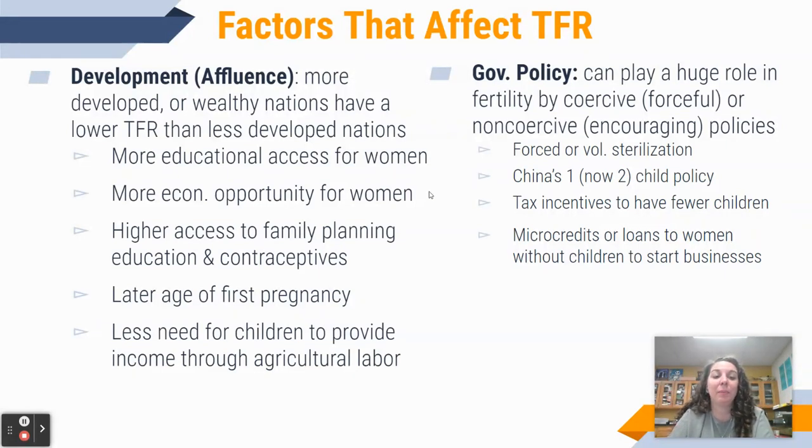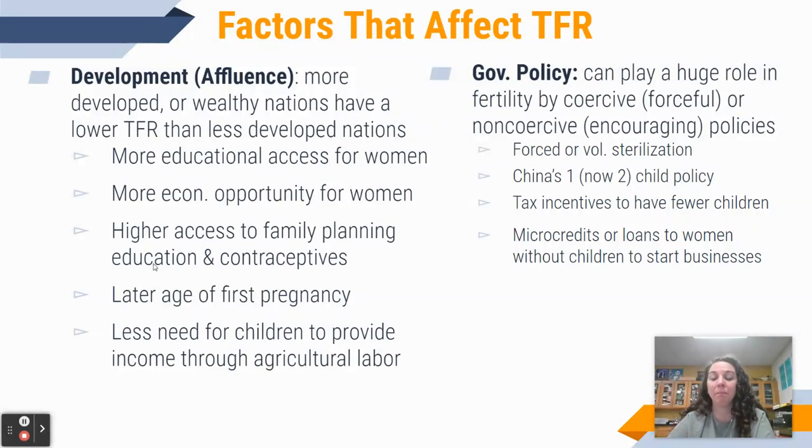Higher access to family planning and education. That could be things like Planned Parenthood or school programs. That's going to give people more access to things like contraceptives, condoms, which are also going to then lower those unplanned pregnancies.